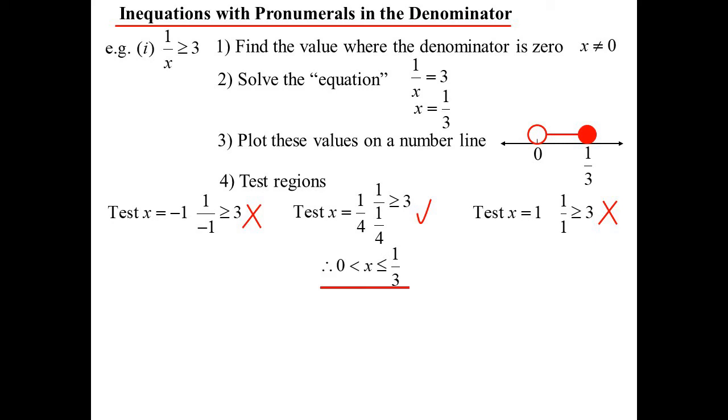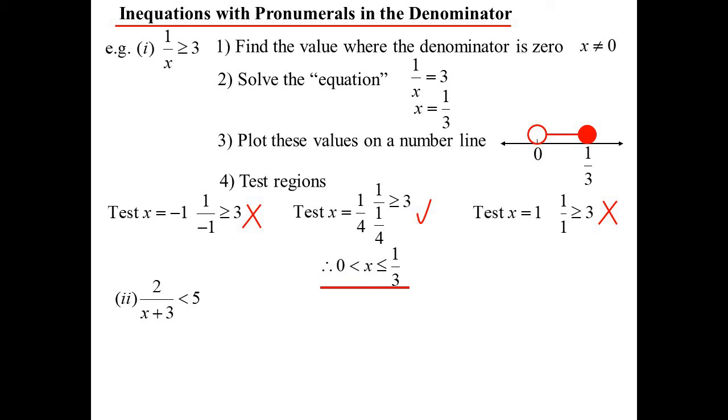Okay, that is the most successful way of solving this. It's what's called the critical points method. You find those critical points. What are the boundaries? And once you know the boundaries, you just test either side of the boundaries to see where it actually exists. Let's do it this way first though.